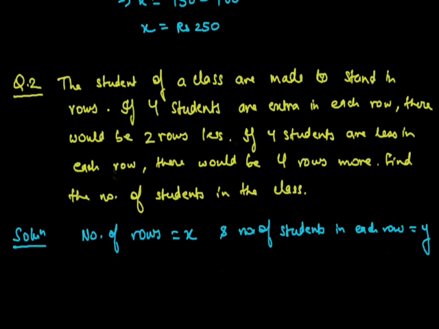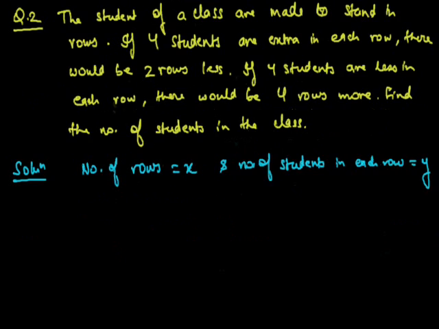In the same way, if 4 students are less in each row, that is, if they remove 4 students from each row, making the number of students in each row y minus 4, then there would be 4 rows more. So the number of rows will get increased in that case, and will be x plus 4. Accordingly we need to find out the total number of students in the class.